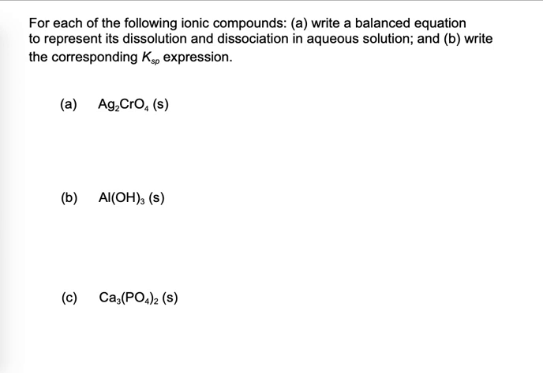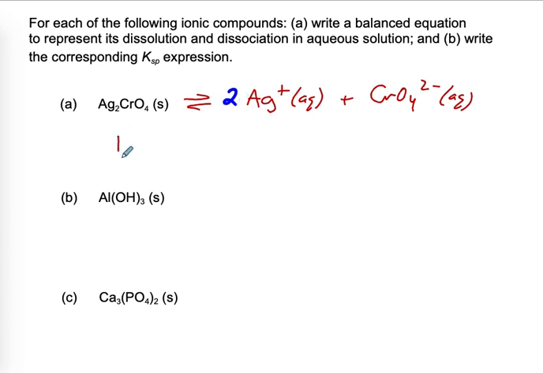So, silver-1 chromate dissolves and dissociates to form silver-1 cations plus chromate anions. And to balance the equation, I need a coefficient of 2 before the silver-1 cations. And then to write the Ksp expression, Ksp is simply equal to the concentration of silver cations squared times the concentration of chromate anions. You can do the remaining ones for your own practice.